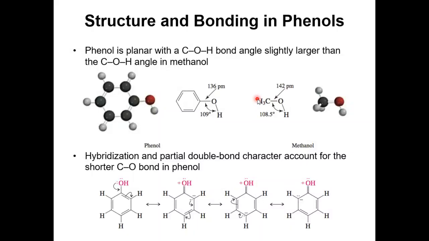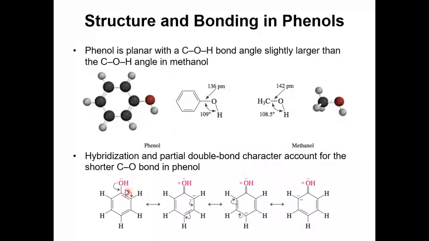Sizably, I'm not saying substantially, sizably shorter than the carbon-oxygen bond in a regular alcohol. That is because this carbon-oxygen bond has sizable double bond character, as we're going to see later on. Also, this carbon is sp2 hybridized, and an sp2 hybridized carbon, compared to an sp3 hybridized carbon, forms a stronger single bond. And the other reason, as I said, is that this carbon-oxygen bond has some double bond character.